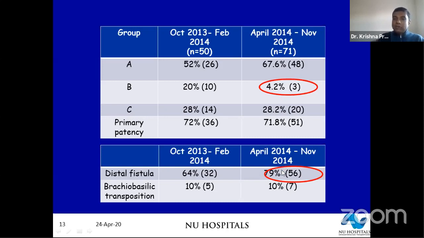But what I want to draw your attention are these two numbers, which are pretty significant. Group B represents patients who did not have any additional procedures performed at the time of fistula creation, which means we didn't encounter unwanted thrombosis. We didn't have to mobilize the vein. We didn't have to suddenly find narrowings in the vein higher up and then go and do an additional procedure like a vein patch or a diversion. So you can see a significant drop in the number of patients requiring these ancillary procedures. And look at the number of distal fistulae which have been done. So there's a significant jump here too.